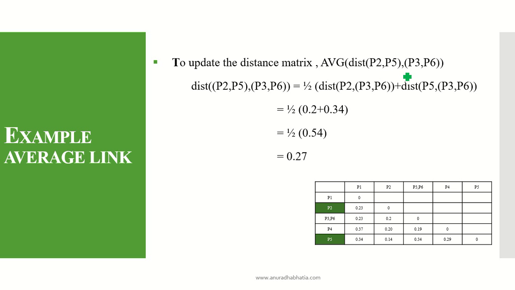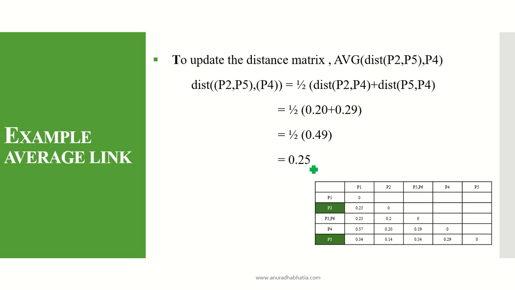Now P2, P5 with the second point, which is P3, P6. So the average of these 2 points: P2 with P3, P6. If you say P2 is over here, and P3 and P6 are here, I have a value 0.2. P5 with P3, P6: P5 is here, P3, P6 is here. So these are 2 points, so it is again an average of 2 points. Divided by 2, 0.2 plus 0.34, I get 0.54, and my answer is 0.27 as a new updated distance matrix value.